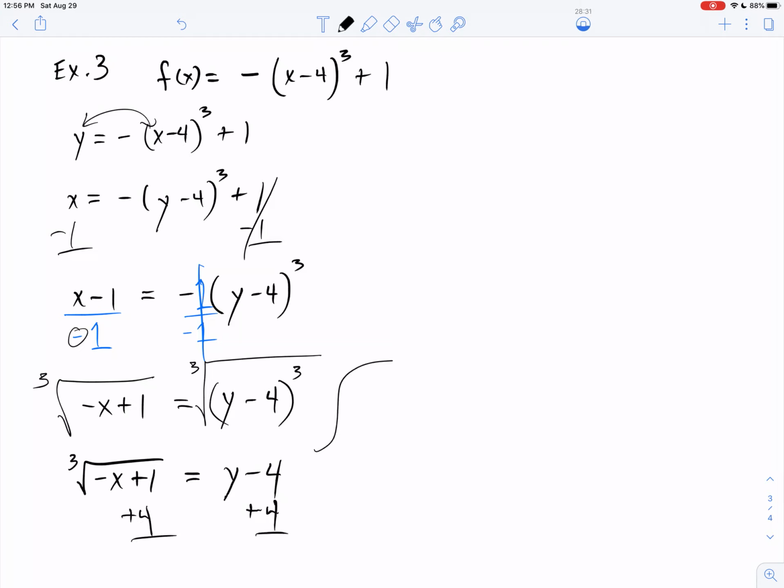I'm going to finish my work up over here because I'm running out of room. So for example, here I got y equals, what's the other side going to look like? It's going to look like the cube root of negative x plus 1 with a plus 4 on the outside. Now, like I said, a lot of books will write this answer, number 1, since they started me with f of x, they're going to call this answer f inverse x.